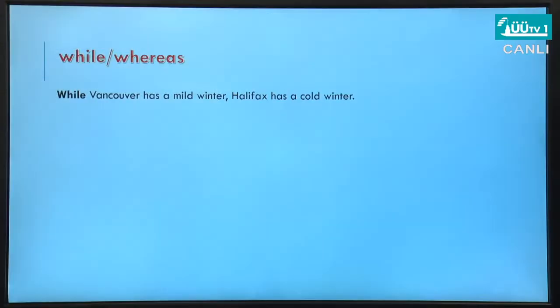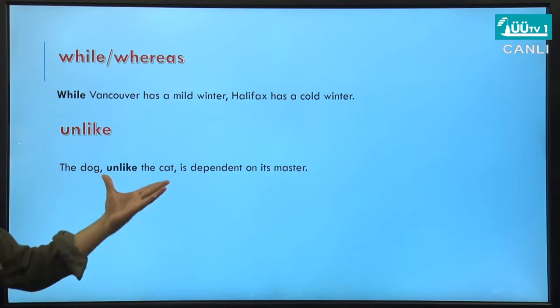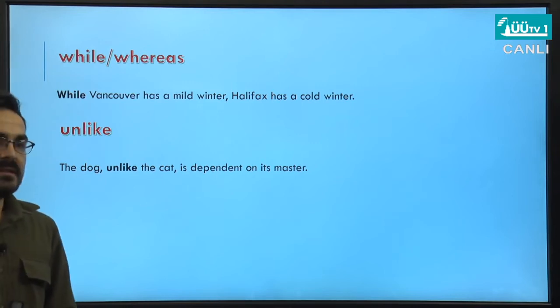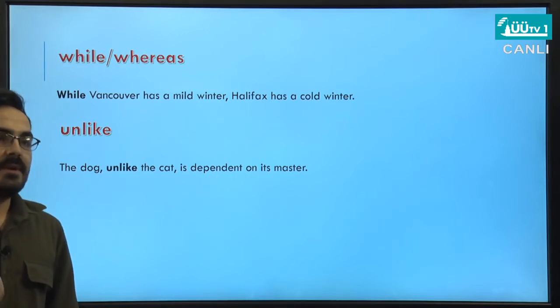Okay, and there is also while, whereas. While Vancouver has a mild winter, Halifax has a cold winter. Unlike the dog, the cat is dependent on its master. It means different from the cat, right? Different from the cat.